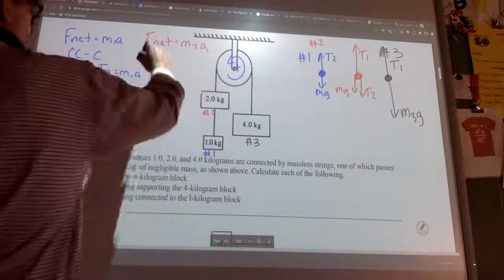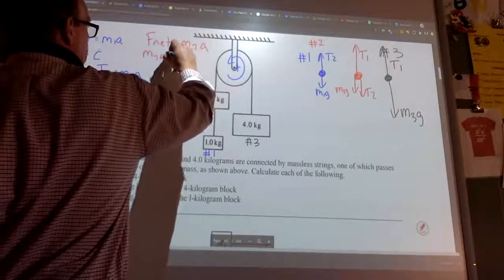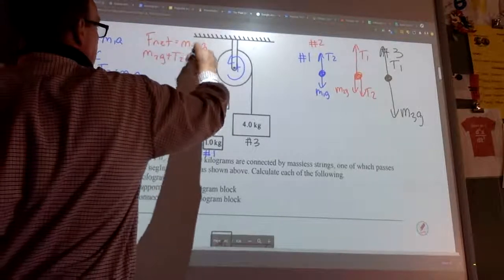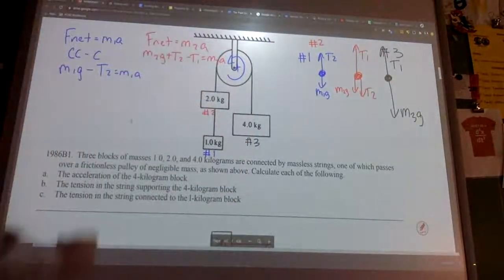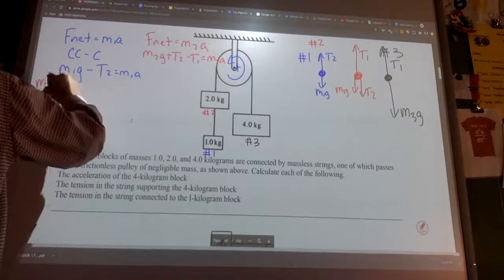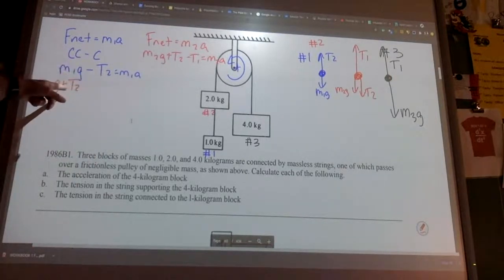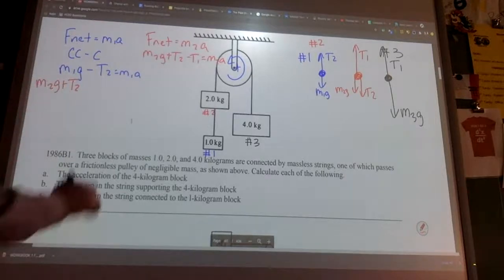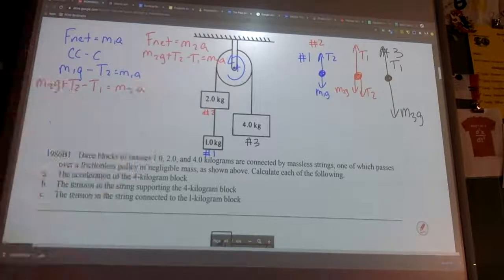So I'm going to have M2G plus T2 minus T1 equals M2A. So I'm going to write that below here. So I have M2G plus T2. Look at that. I have a negative T2 and a plus T2. The tensions are internal. Minus T1 equals M2A.